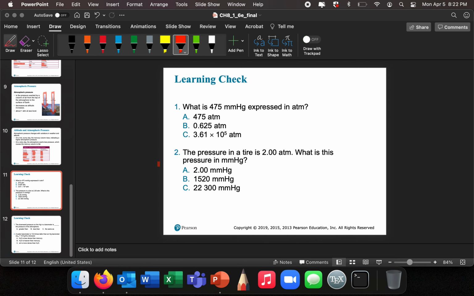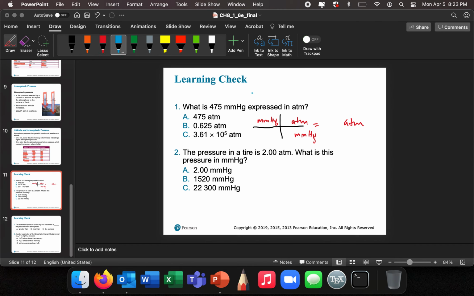All right, so let's look at a learning check. I'm going to ask you to pause the video and calculate these 2 questions, and then come back and check my math. Okay, I'm going to suppose you paused it, and the question is, if I have this many millimeters of mercury, how many atmospheres am I going to have? We're just going to do a conversion with the picket fence method. You've seen this before.